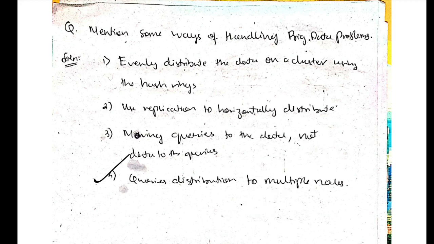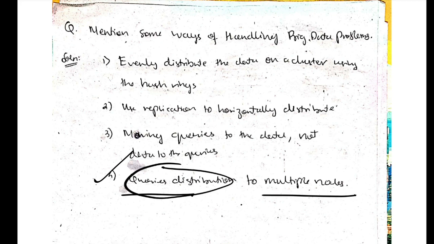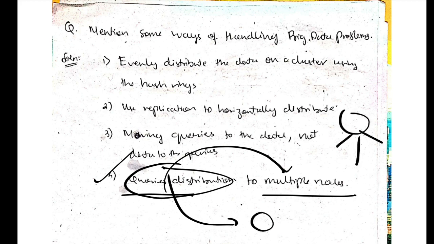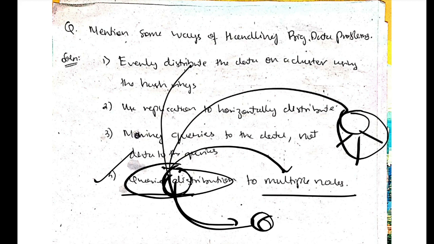Query distribution to multiple nodes. The query is distributed to the multiple nodes, then only it will be applicable. If it's just distributed to one node, your friend will be standing there, he also wants ice cream. If you just give your query, which is that you want ice cream, to one shop, then your friend will become sad, right? You don't want that. So you have to give the query to everyone, meaning buy ice cream for everyone.